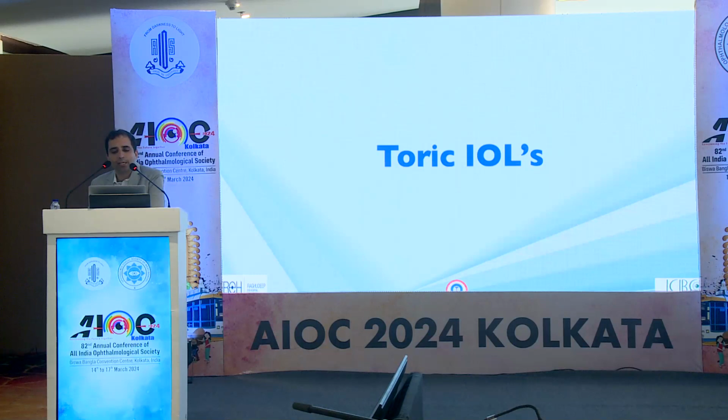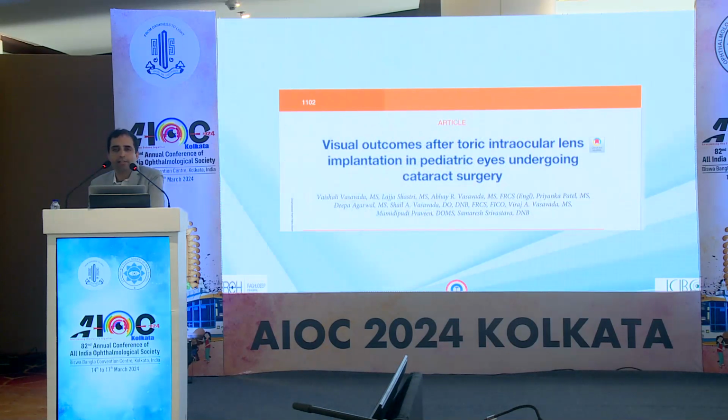What about toric IOLs in children? I think toric IOLs can be considered. First of all, the child needs to be older than 5 years of age. So literature has shown that between 5 to 7 years of age, the keratometry stabilizes. And then the major changes occur only after 30, 35, 40 years of age.